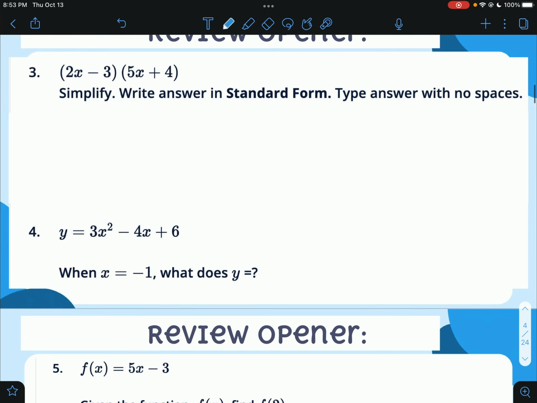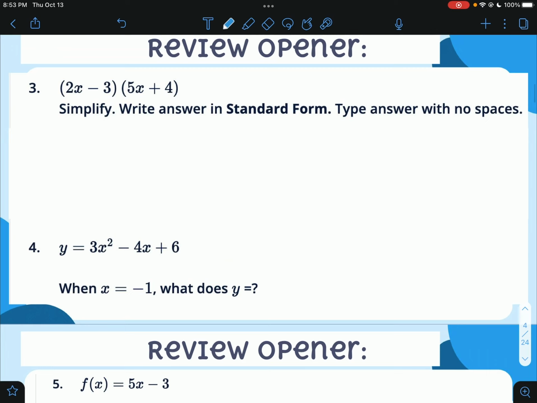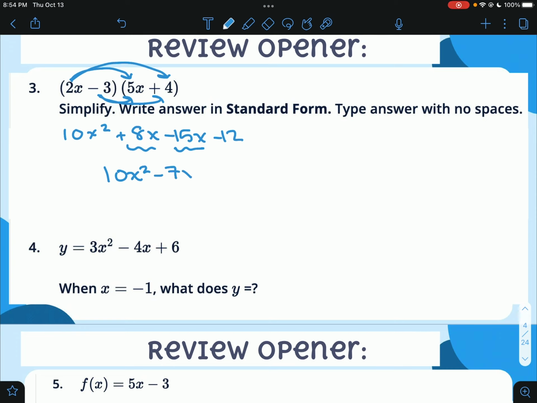The next thing that we had looked at in our Unit 1 was distributing or multiplying polynomials. So here we would take 2x, and we have to make sure it multiplies everything in the second set. So 10x squared, 2x times 4 would give me 8x, negative 15x, and minus 12. I combine my like terms to get 10x squared minus 7x minus 12.